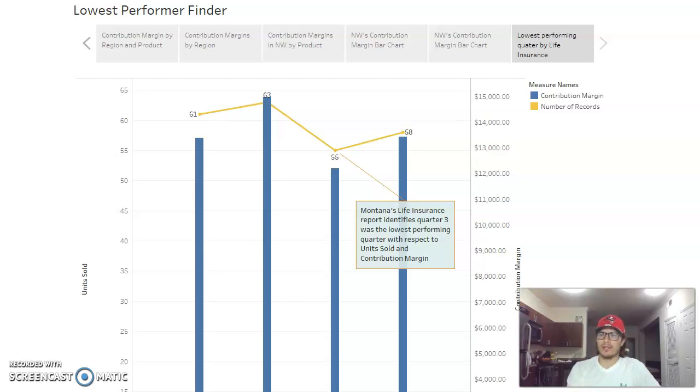Moving forward, I think we talked about the solution, so let me just sum this up or give a conclusion: Montana's life insurance did poorly, or not, I wouldn't say poorly, just underperformed everyone else because their quarter 3 took a big hit.